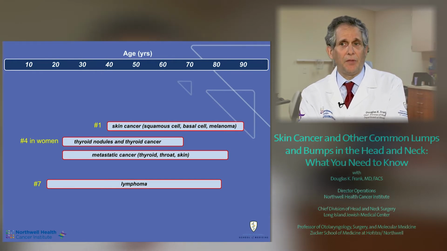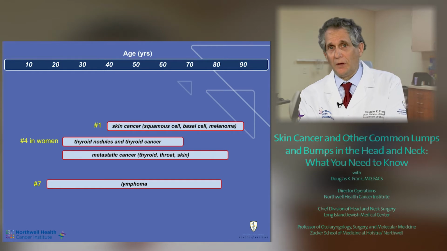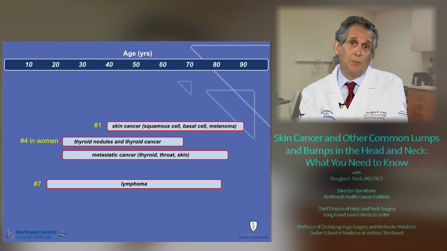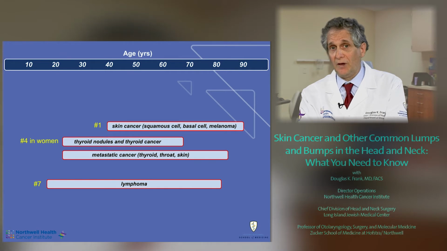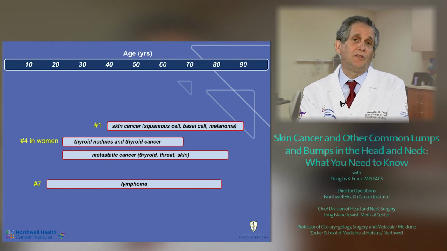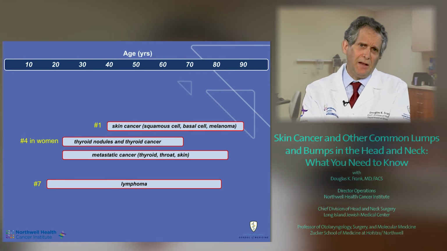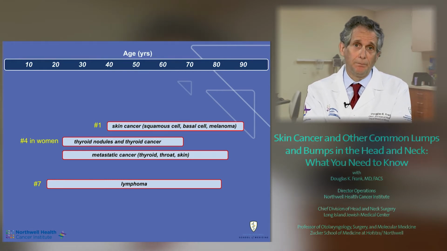Metastatic cancer from the thyroid gland, from the throat, as well as from the skin, can present underneath the skin and even invade through the skin, and that can present as a lump or a bump in the head and neck. And lymphoma can present in the lymph nodes of the neck and present as a lump underneath the skin. And that is the 7th most common cancer in men and women in the United States: lymphoma. We'll get into these in a little bit more detail.